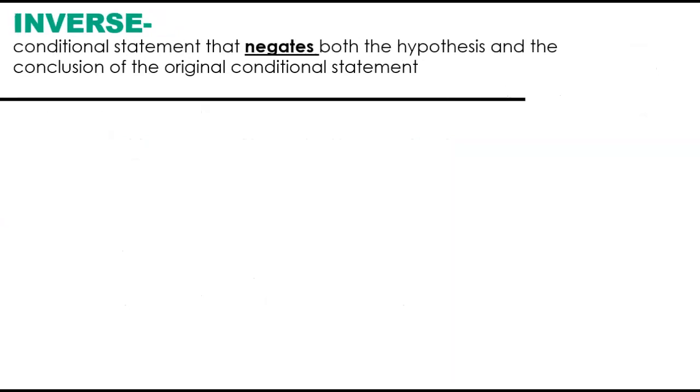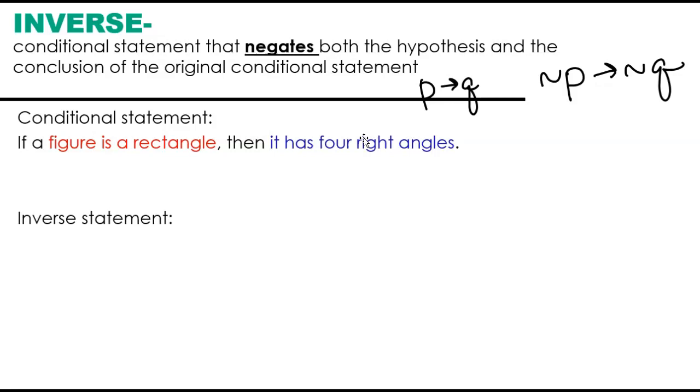Okay, remember the next one is inverse. So we start with P, if P then Q. The inverse means we negate it. So it says not P, not Q. So if a figure is a rectangle, then it has 4 right angles. So here is our P, here is our Q. So we're going to keep it in the same order, but just negate.